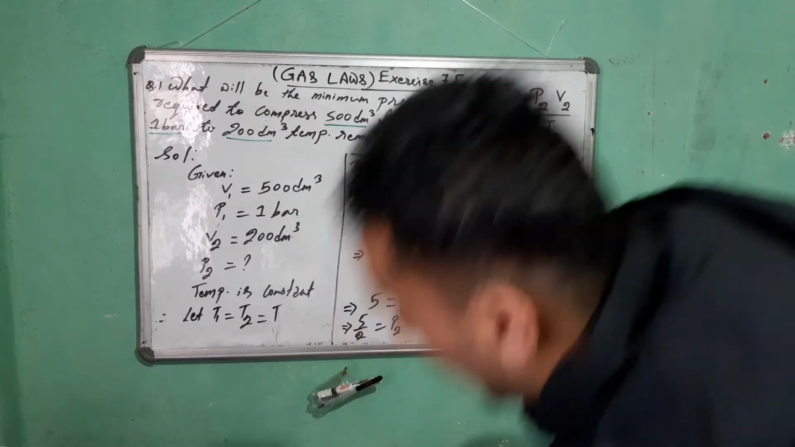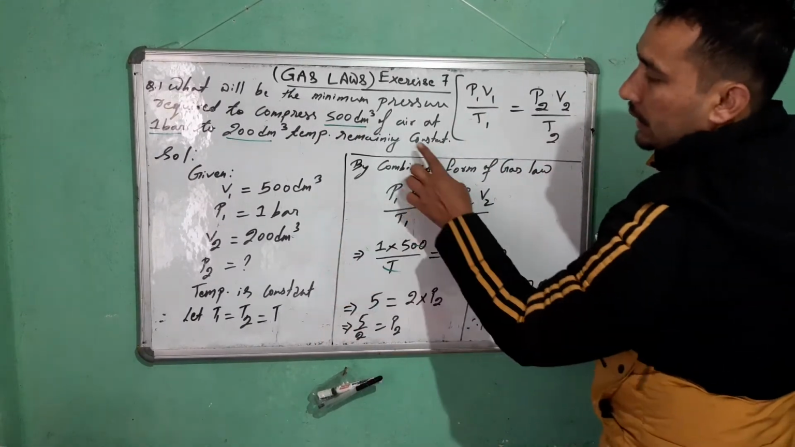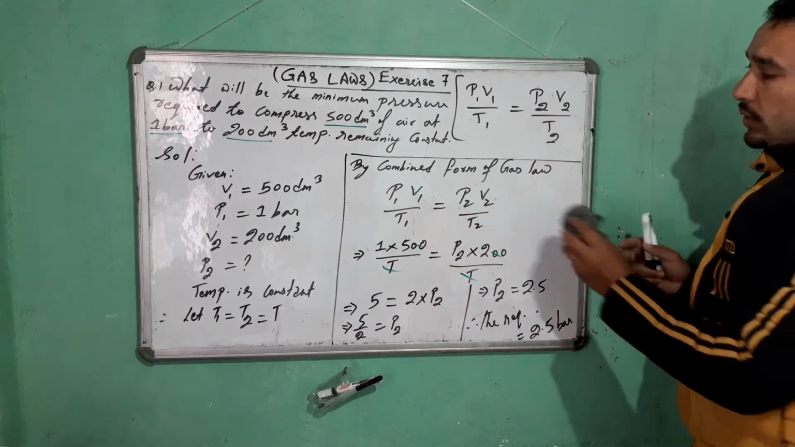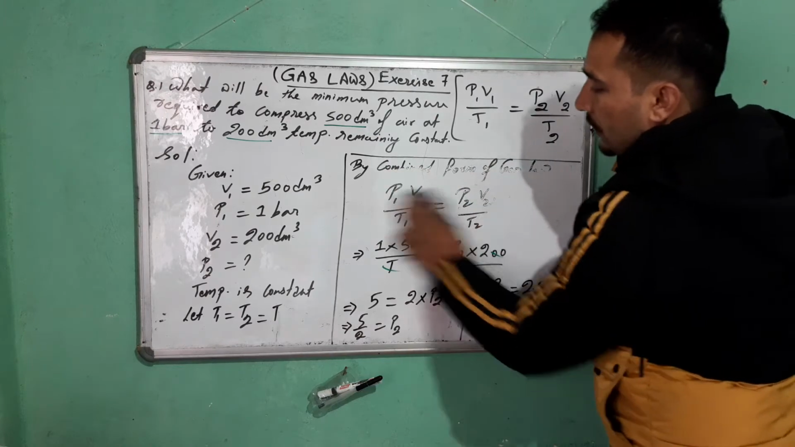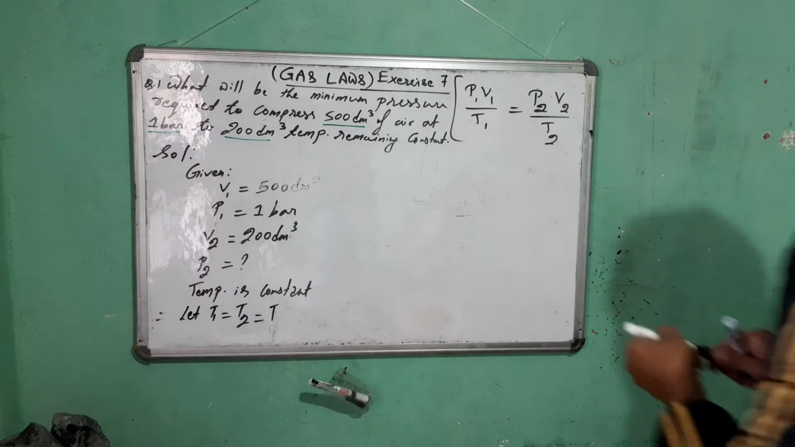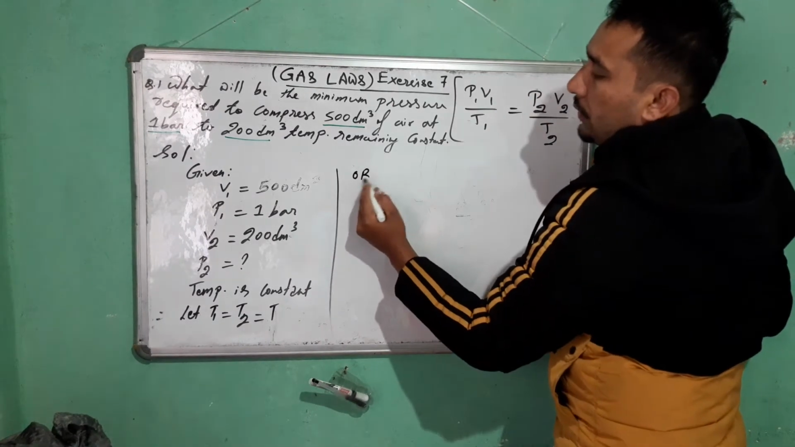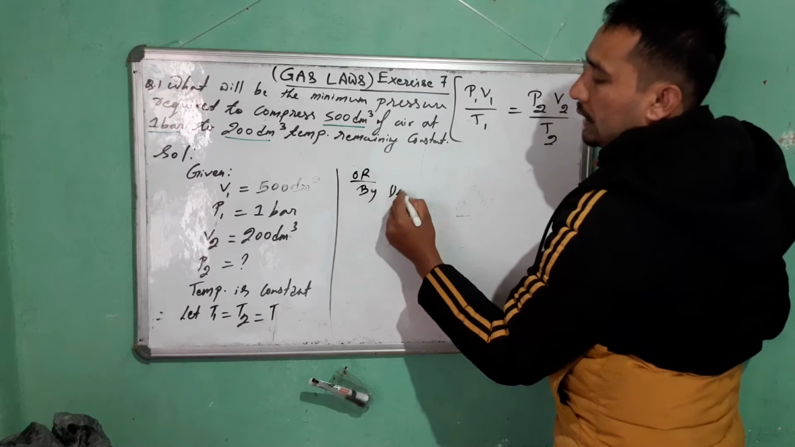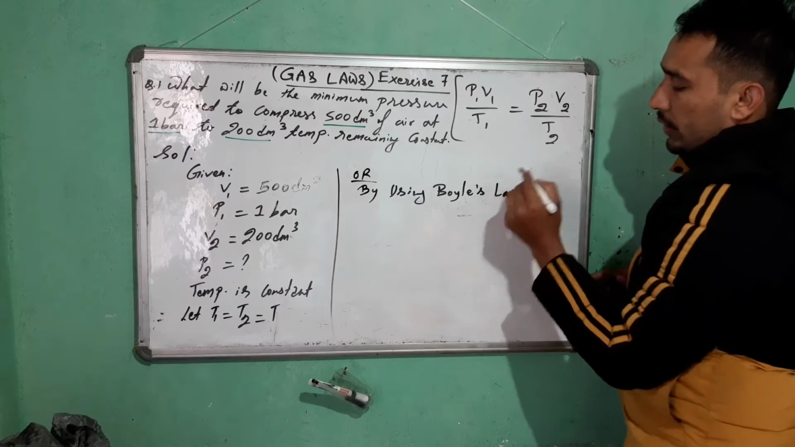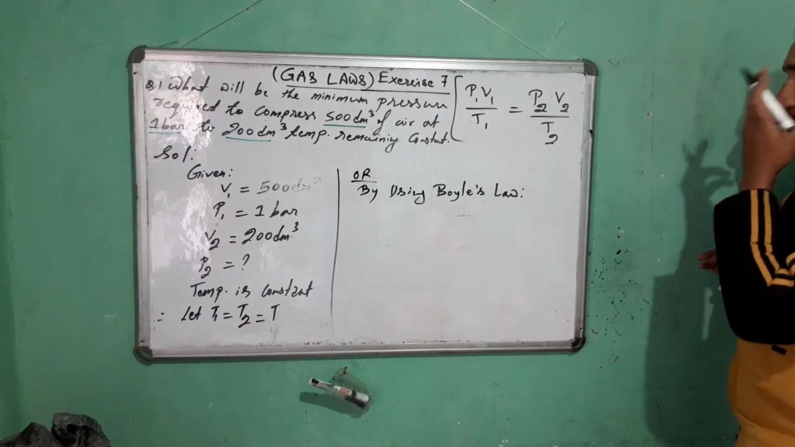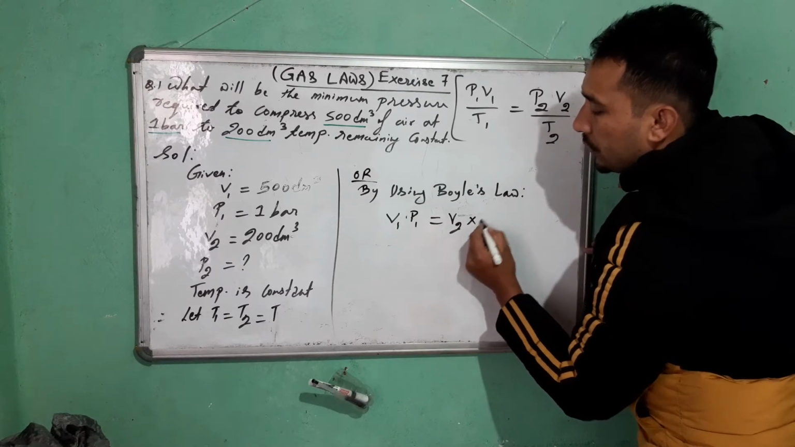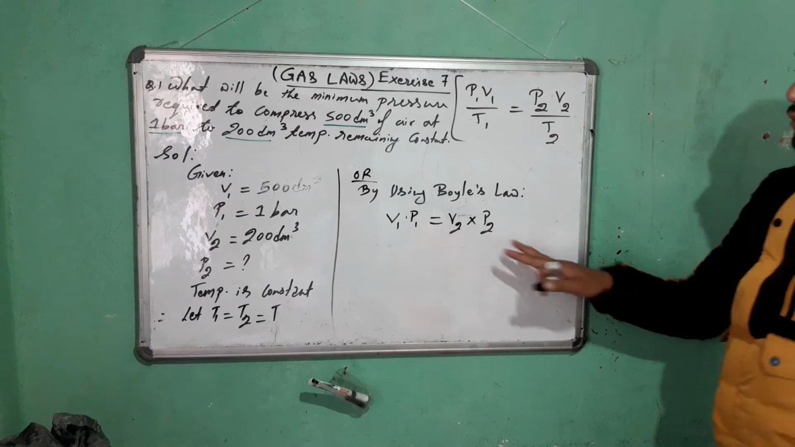Otherwise, in this case, since temperature is constant, you can directly use Boyle's law instead of using this. That also I'll show you. So, or, by using Boyle's law, B-O-Y-L-E, Boyle's law says that volume is inversely proportional to pressure. That means V1 into P1 is equal to V2 into P2. This is the mathematical form of Boyle's law.